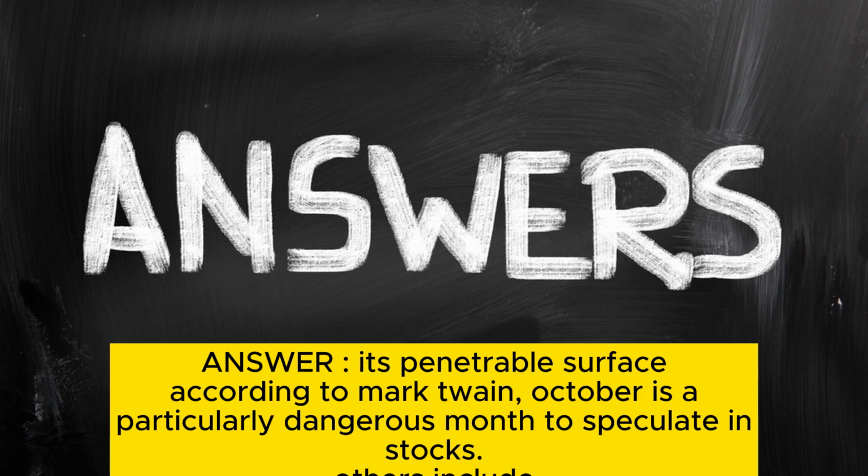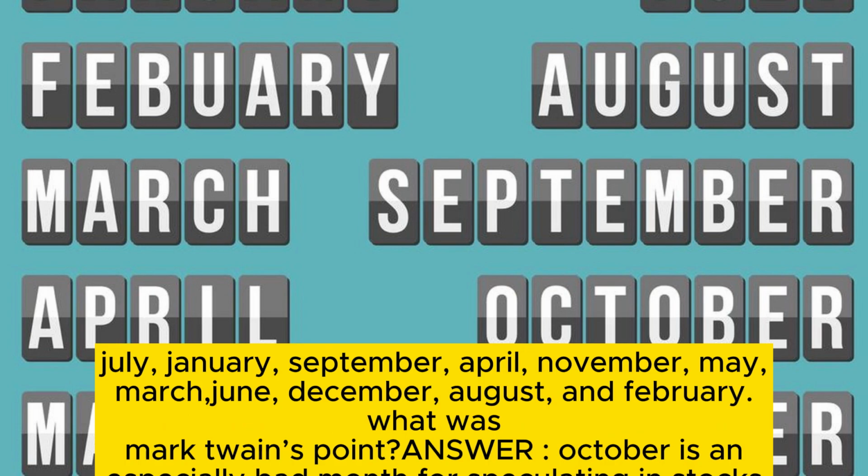According to Mark Twain, October is a particularly dangerous month to speculate in stocks. Others include July, January, September, April, November, May, March, June, December, August, and February. What was Mark Twain's point? Answer: October is an especially bad month for speculating in stocks.